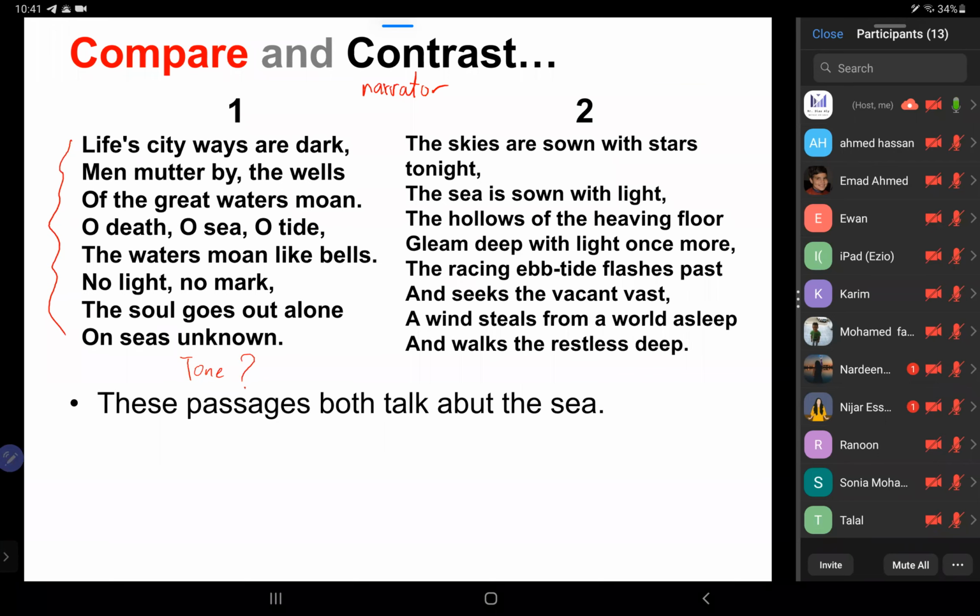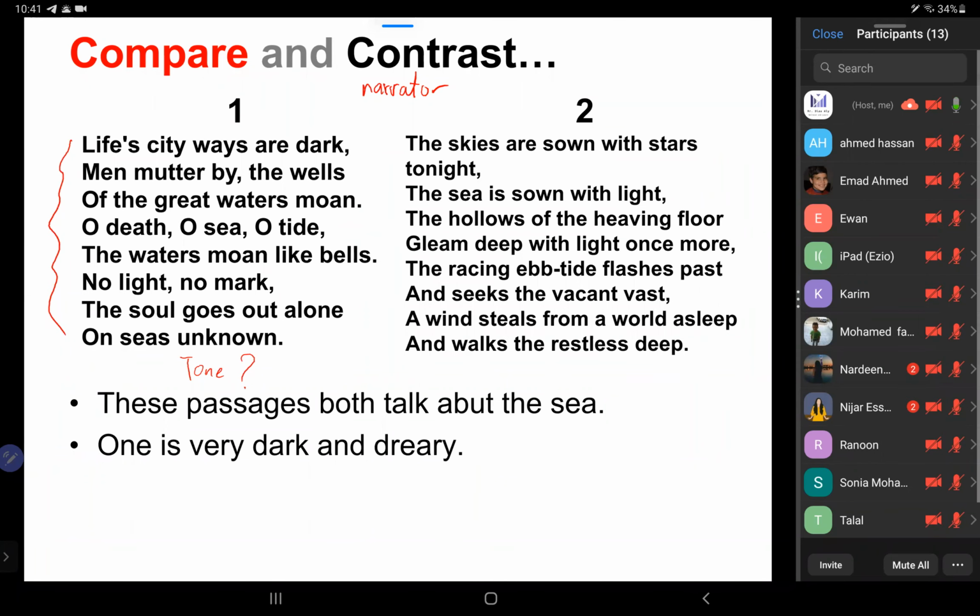So as you can see, both of them discuss the sea and the skies. But which one of them is dark and dreary, like frightful or sad or so on? So which one do you think is dark? I can receive your answers in a message. Which one you think is not positive? The writer here is not positive or happy about the sea or so, or the atmosphere, the setting he is in now.